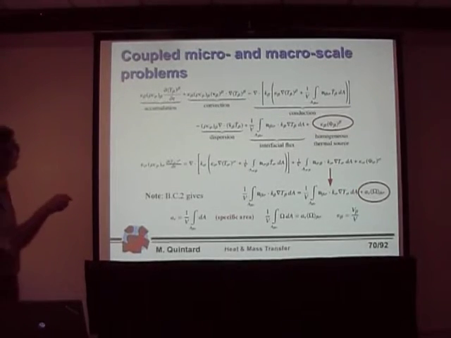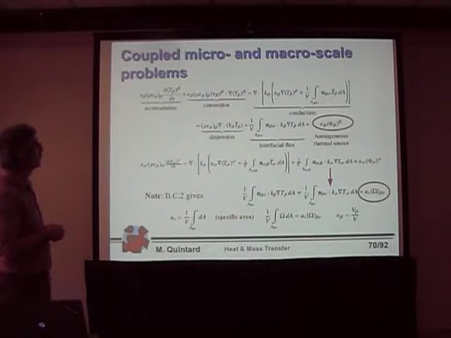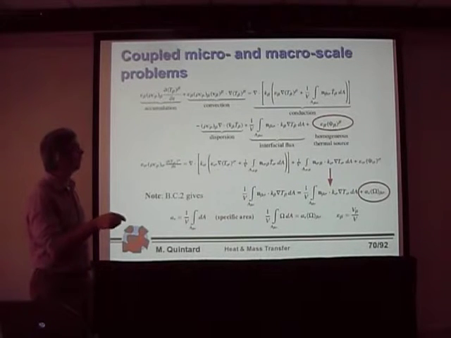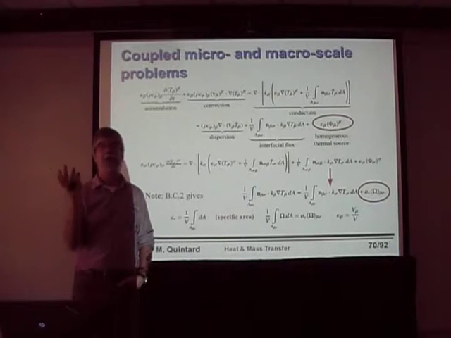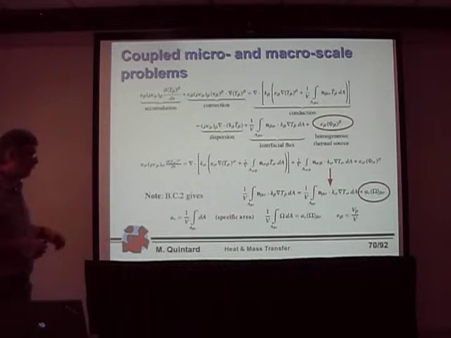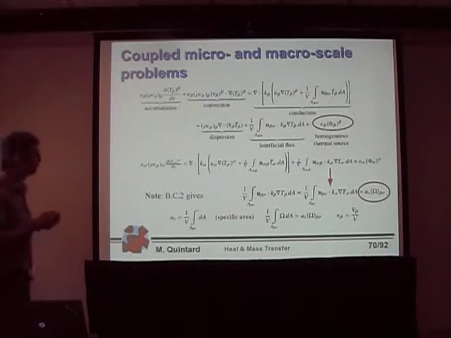So I have a coupling. I can work out again all those equations. For the bulk equation, the homogeneous thermal sources just appear as averages. So not a big deal, there is no problem. I have a phi, and I just average phi, and I have the source term in the macroscale equation. Simple.